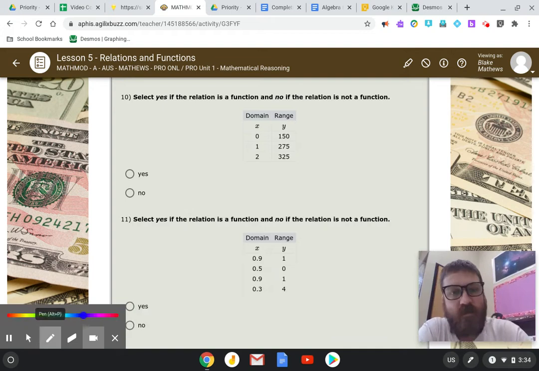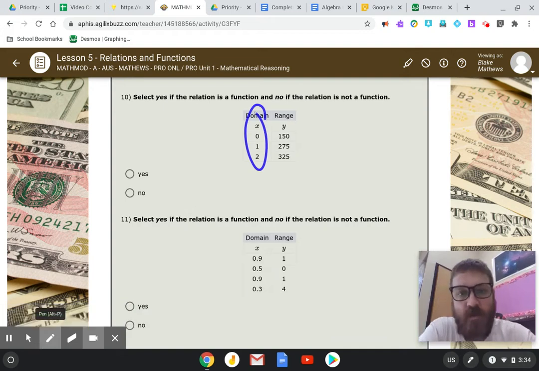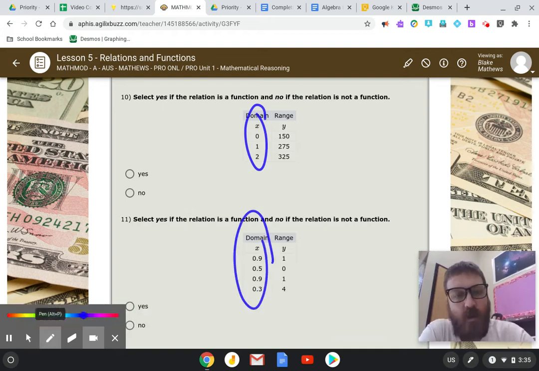This is a table. Doesn't matter. Do any of these repeat? Do any of these repeat? Always, in order to determine if something is a function, you need to make sure no domain values repeat. And that's the end of the lesson.